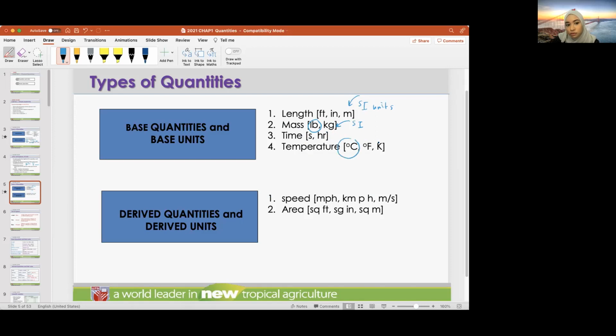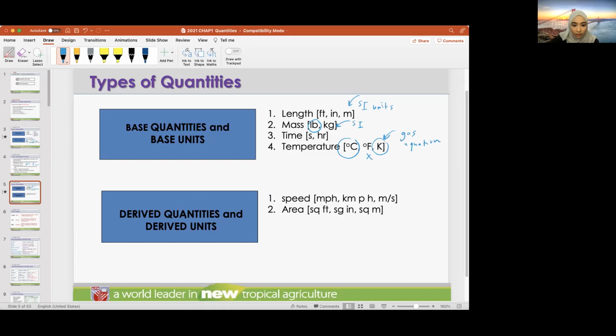And other forms of temperature can be Fahrenheit or Kelvin. Kelvin, we will use this in gas equations, which will be coming up soon. Or is it next semester? I think it's next semester. Okay, so we will use Celsius or Kelvin. Fahrenheit we don't use, it's US units.